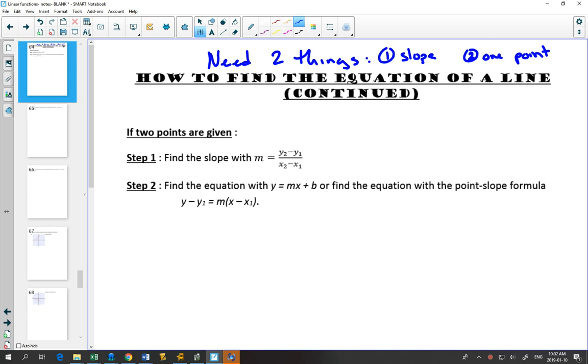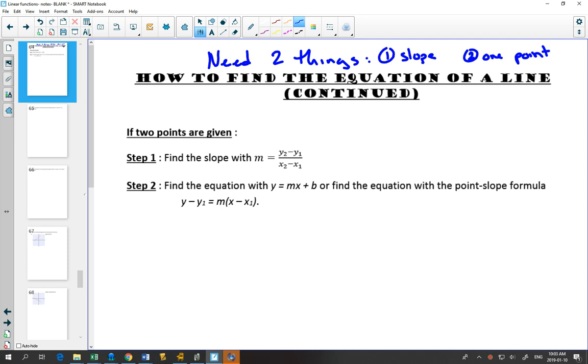So the question you have to ask yourself is, can I find the slope? If you have 2 points, could you find the slope between those? Yes. And so in the steps here, we could find our slope first by using our slope formula. And then once you have the slope, you could use either method 1 or method 2, because you now have the slope and a point.